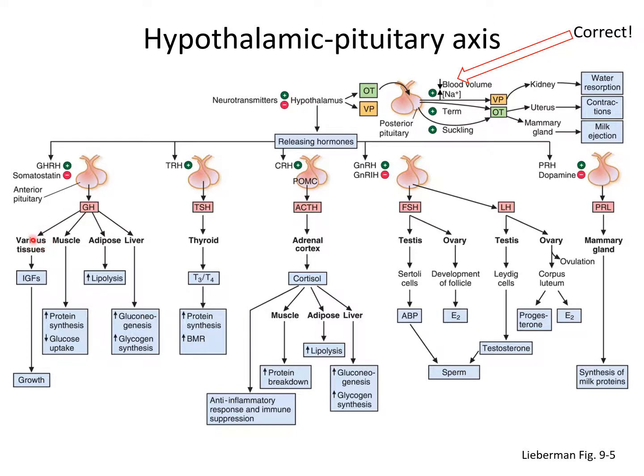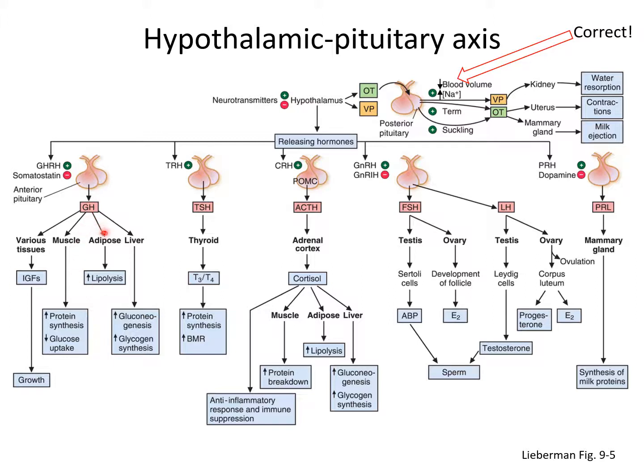the tissue, a lot of tissues in your body, to secrete insulin-like growth factors, which are going to stimulate growth, or they'll act on muscle, which is going to increase protein synthesis and decrease glucose uptake. And this occurs by insulin resistance. I don't know if that's going to show up on this test, but that's a concept that'll come up repeatedly, is that growth hormone and cortisol both cause insulin resistance, and that's why you get a reduction in glucose uptake.